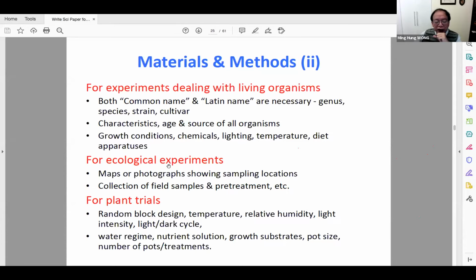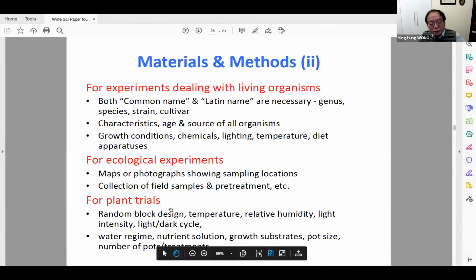Now, for environmental science, very often we have to conduct some ecological experiments. I think the best thing to do is to provide a map or a photograph showing the sampling locations, the places where you collect the samples, the pre-treatment, and so on.